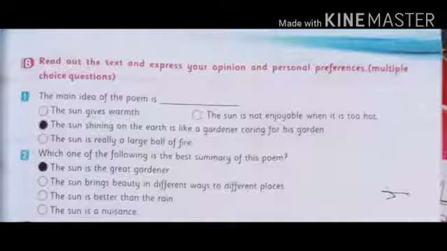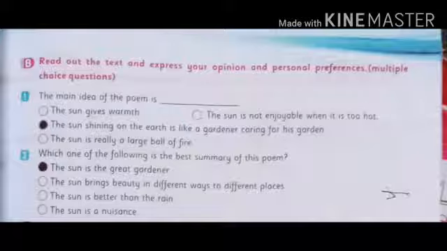The first option is the sun gives warmth. Second is the sun is not enjoyable when it is too hot. Third option is the sun shining on the earth is like a gardener caring for his garden. Fourth option is the sun is really a large ball of fire. The most suitable option for this statement is the sun shining on the earth is like a gardener caring for his garden.